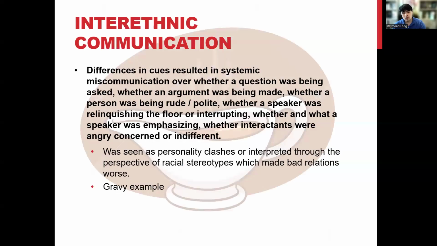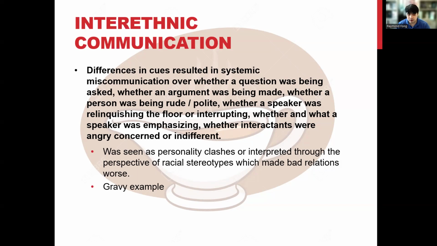Now, the reason why the author compares men and women miscommunicating to interethnic miscommunication is because it is essentially the same thing, right? So the example they gave was what I call the Indian gravy example, right? Differences in cues resulted in systemic miscommunication over whether a question was being asked, whether an argument was being made, whether a person was being rude or polite, whether a speaker was relinquishing the floor or interrupting, whether and what a speaker was emphasizing, whether interactants were concerned, angry, or indifferent. Okay. Now, this sounds pretty obvious, right?